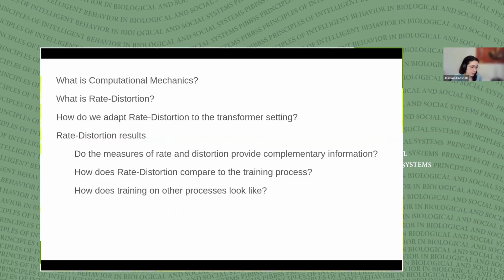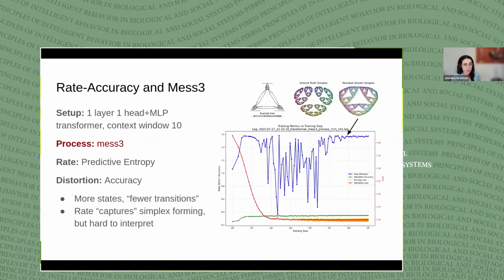So we also looked at other processes to confirm our findings with respect to the different number of transitions and how our metrics perform. And I'm showing here the results for one process, and that is the crowd favorite in our circles, at least, MES3, with the famous fractal. The setup is the same as before. Now we're training on this different process.